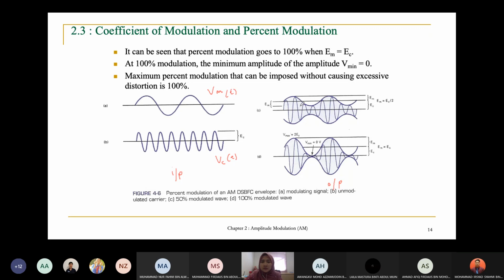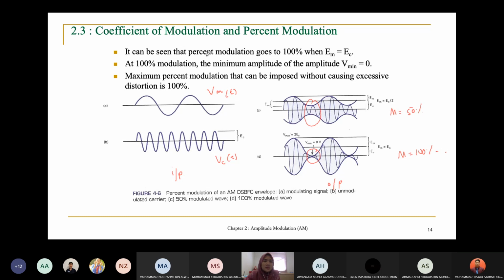For example, this is the first output. Look at the difference here. This one is Vmin equals 0, there is no gap. This one you have the gap. So this is an example if the modulation percentage is equal to 50%. This one is the AM envelope if the modulation percentage is equal to 100%.